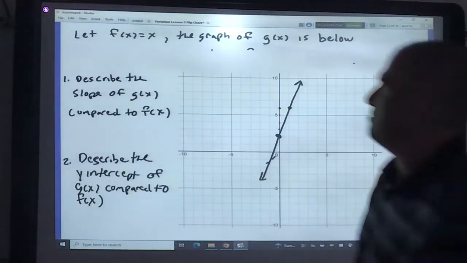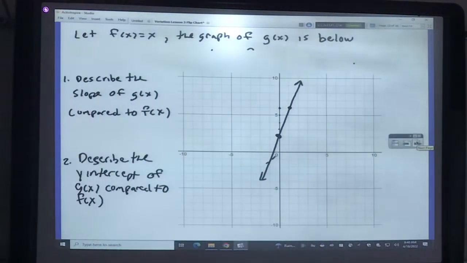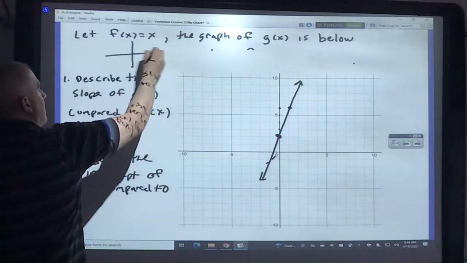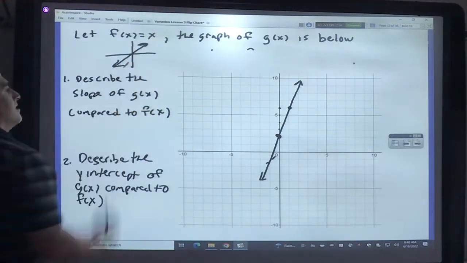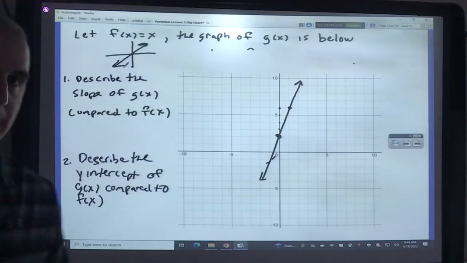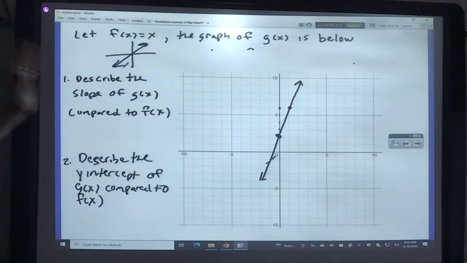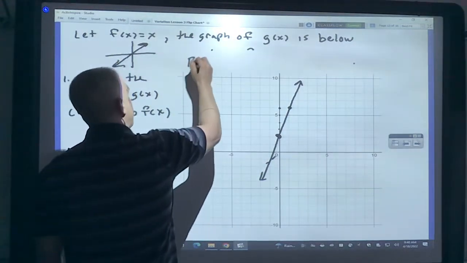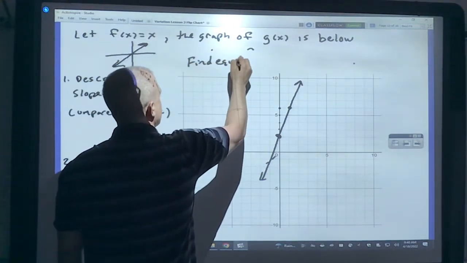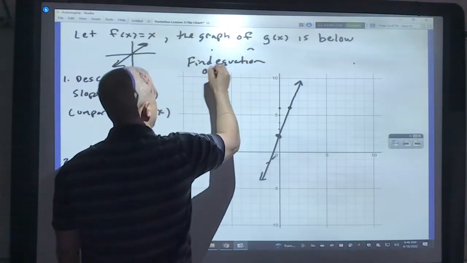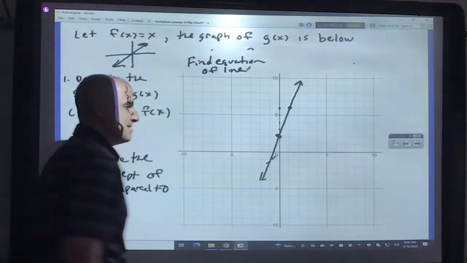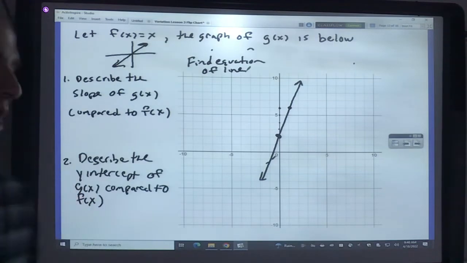Let f of x equal x. The graph of g of x is below. Okay, describe the shift from f of x. So, here's the idea. This is just, the concept is that is at the center. All right, that's what we've been talking about. All right, how is this related? So here's all we're going to do. We're going to find the equation of my line. All right, that's all I'm going to have to do on this. If you need to draw it, you can. You don't really need to, though.